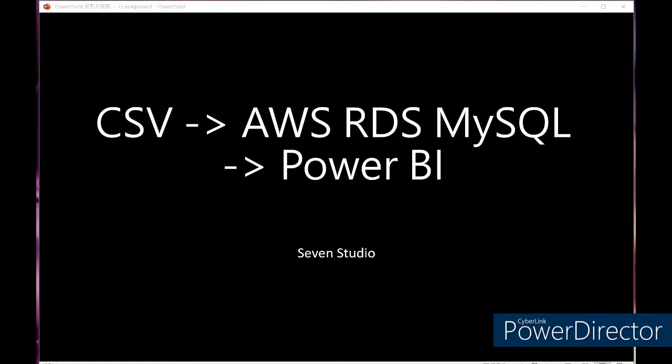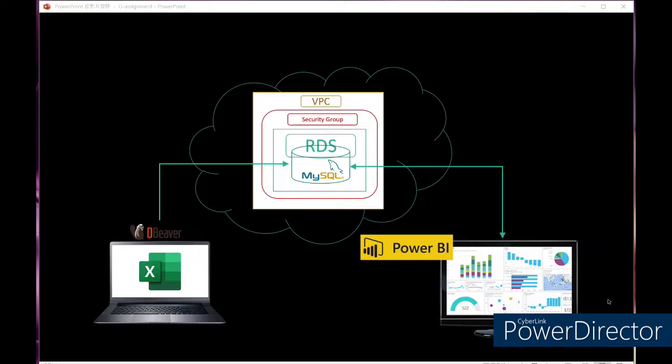Today the goal is to move our local CSV file into an AWS MySQL database, and then to get Power BI to connect with it. Okay, so next page. You can see the infrastructure we built.